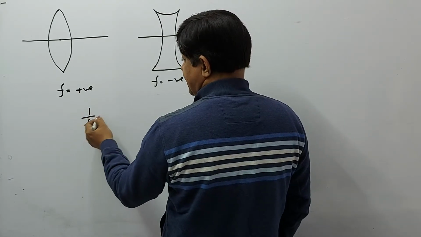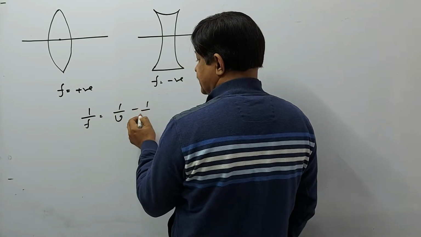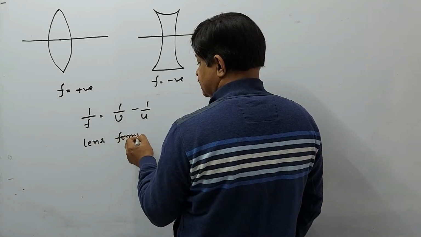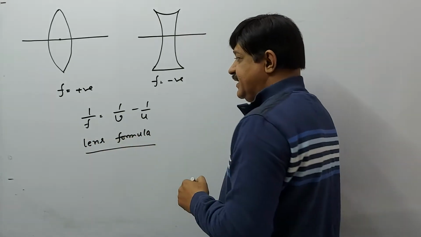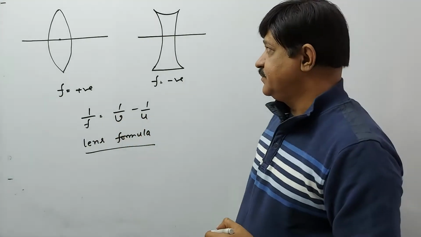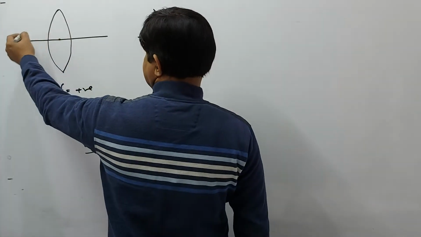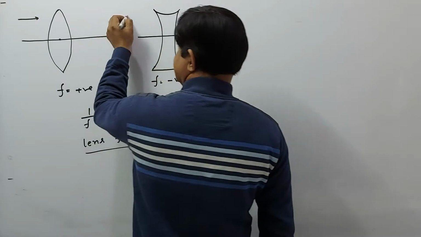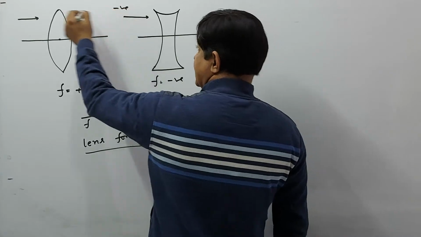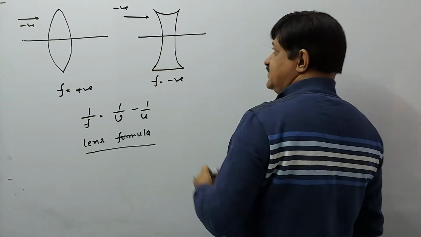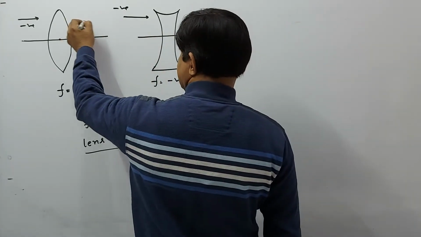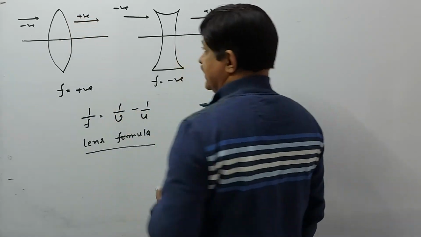1 by f equals 1 by v minus 1 by u, and this is called lens formula. It simply relates focal length with position of object and position of image. All the distances opposite to the direction of incidence of light are considered negative. So these two sides will be negative, and all the distances on the other side are considered positive in both the lenses, irrespective of whether you have a convex or a concave lens.